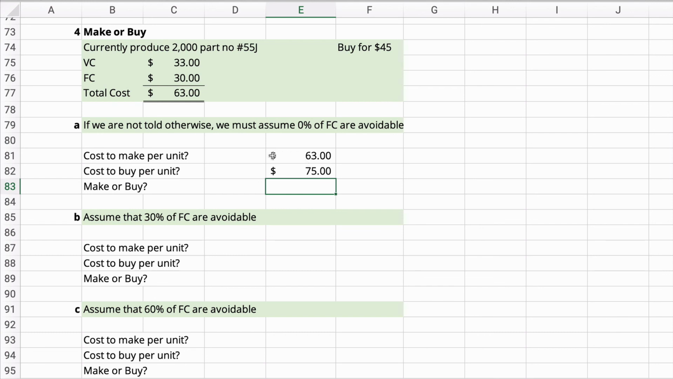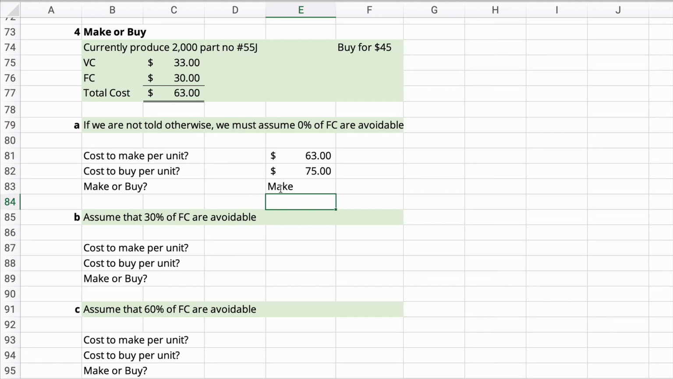So we're saying the cost to make, the cost to buy. If we close down the production line to make the 2,000 parts, we're going to buy this 45 and still pay 30. So should we make this or should we buy it? Well, it's cheaper to make. It's cheaper, the $63 to make rather than buy.